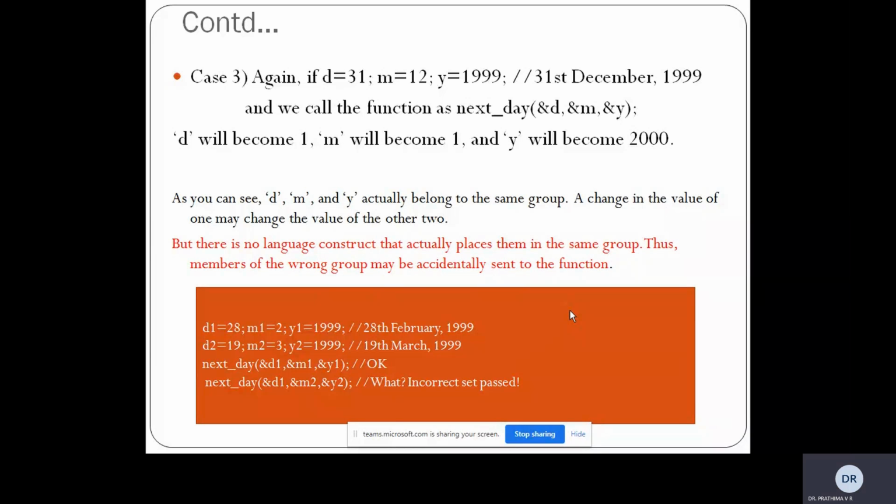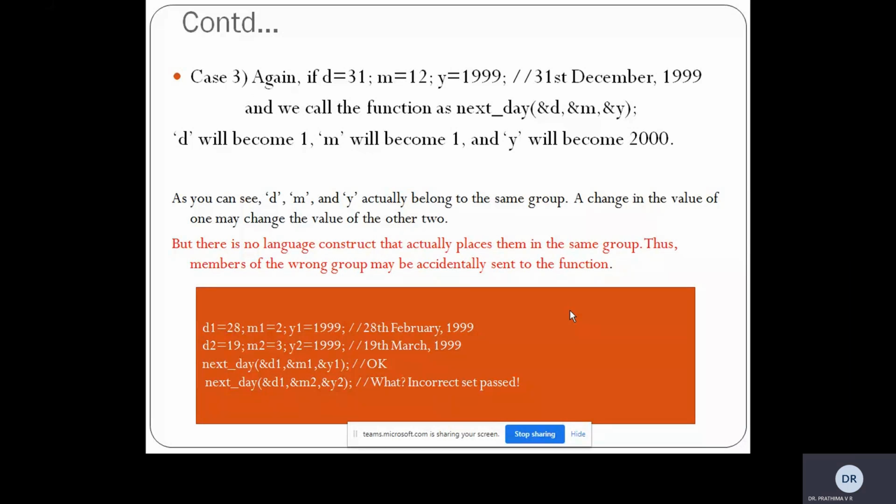As we can observe, the variables d, m, and y actually belong to the same group. A change in the value of one may change the value of the other two. However, there is no language construct which actually places the variables in the same group, and thus members of the wrong group may accidentally be sent to a function call.